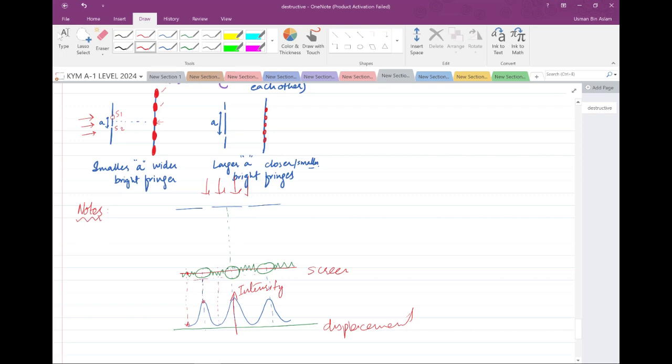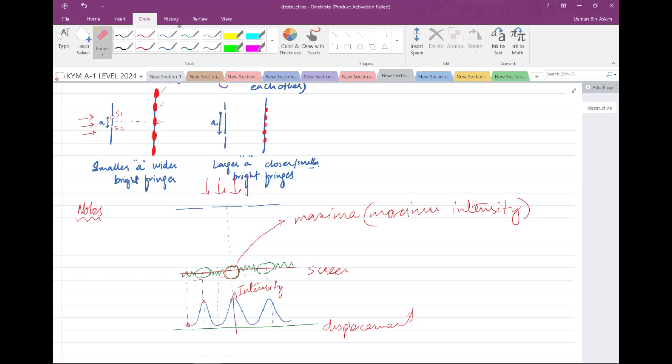The maxima that is exactly at the center is going to have the maximum intensity. So the central maxima will have maximum intensity. Why? Because the central maxima, or the central bright fringe, is the shortest distance away from both the slits. That means when the waves reach this point, they will have the largest amplitude that they can have.